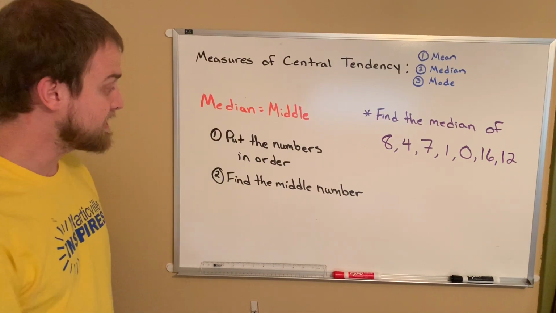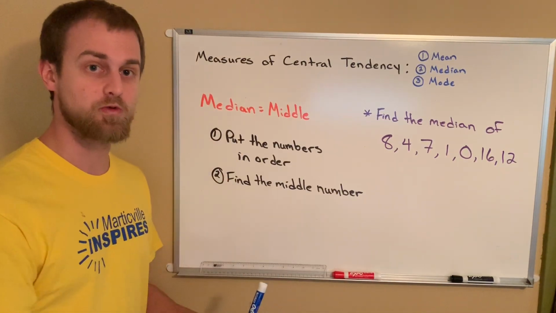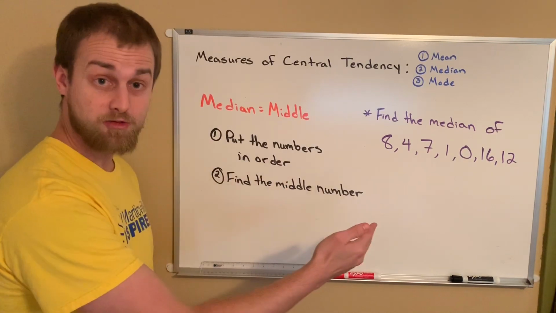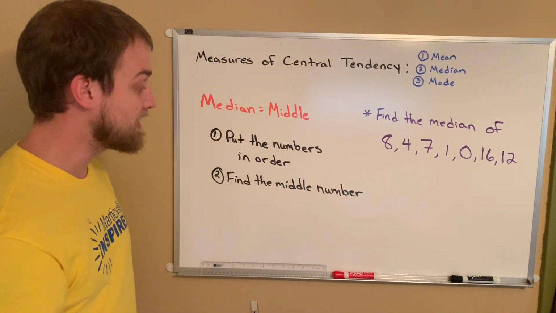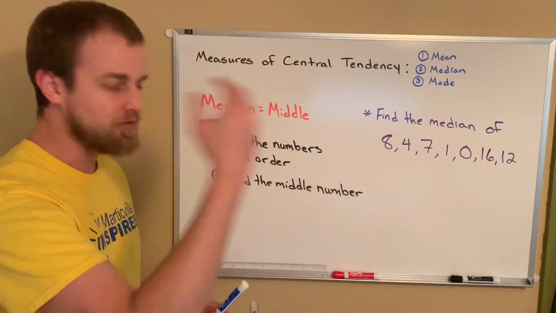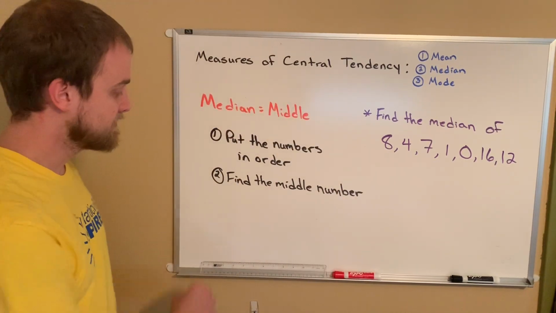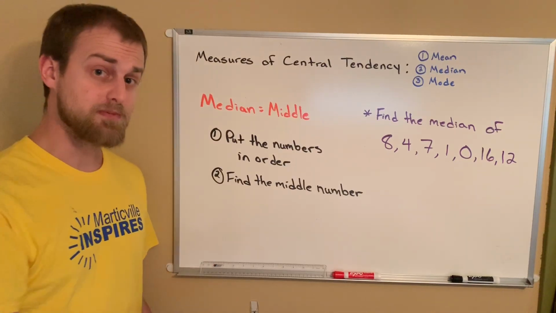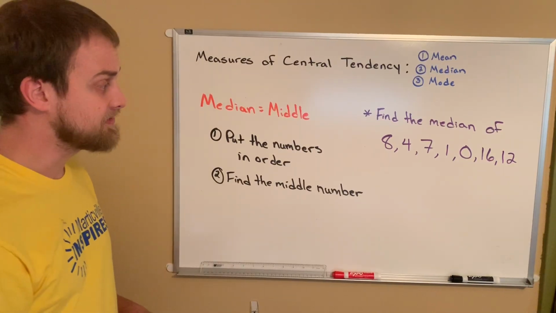How do we calculate median? First, we want to put the numbers in order. We can do this either least to greatest or greatest to least. It doesn't really matter. Traditionally, we tend to put them least to greatest just because that's kind of how our minds work when we think about numbers. Number two is we're going to find the middle number, and I'll show you a strategy on how to do that here in a sec.